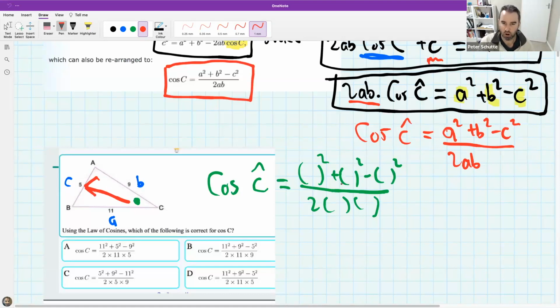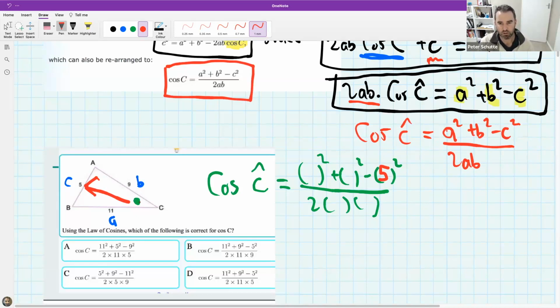And the side that is opposite is going to be the one where there's a minus. You'll notice that in the formula there's a squared plus a squared and then a minus. The minus is always going to be the side opposite the angle you're trying to find.